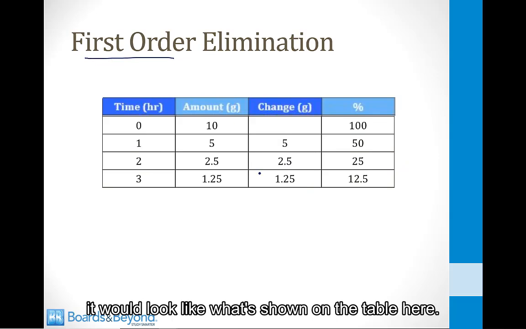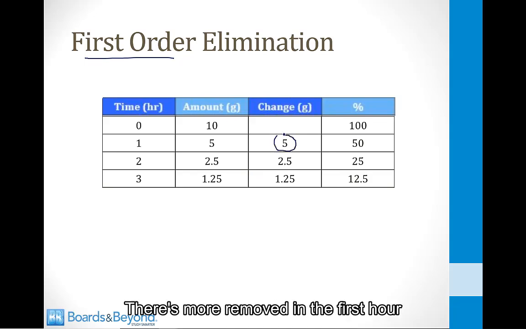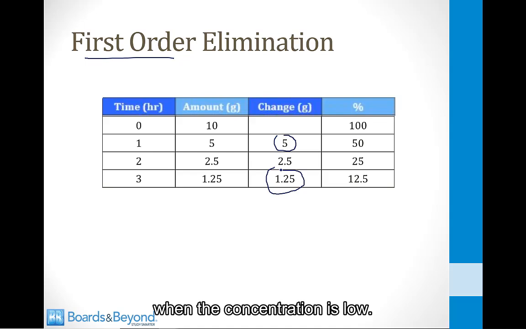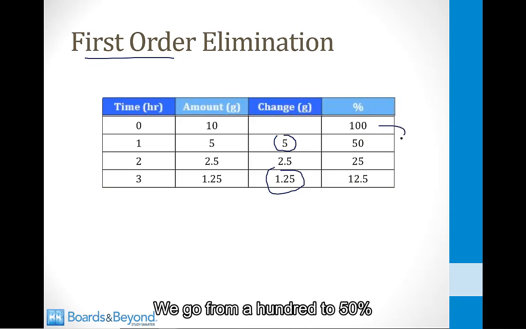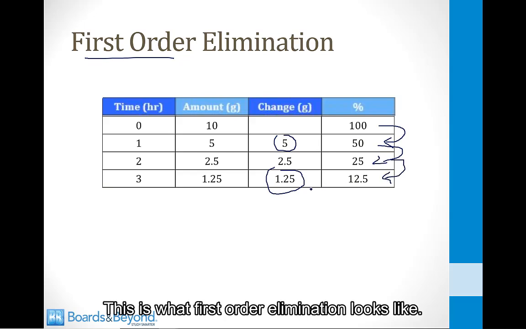If we had a drug with first order elimination, it would look like what's shown on the table here. For each hour that goes by, a different amount is removed. There's more removed in the first hour when the concentration is high, and there's very little removed in the third hour when the concentration is low. But notice that each hour that goes by, the amount in the plasma changes by 50%. We go from 100 to 50%, and then 50 to 25, and then 25 to 12.5. This is what first order elimination looks like.